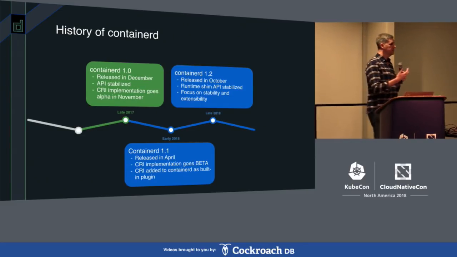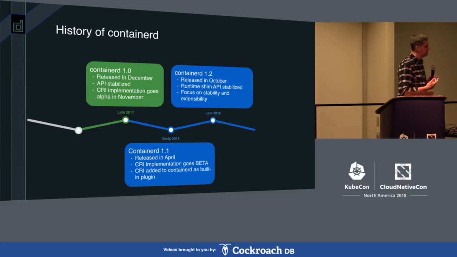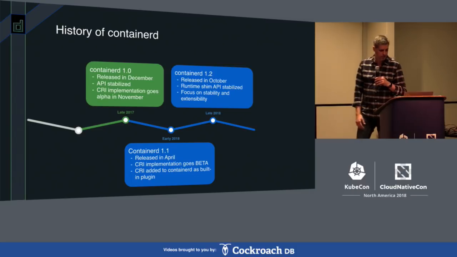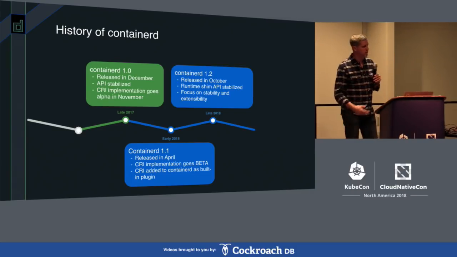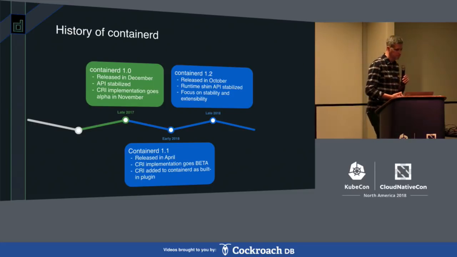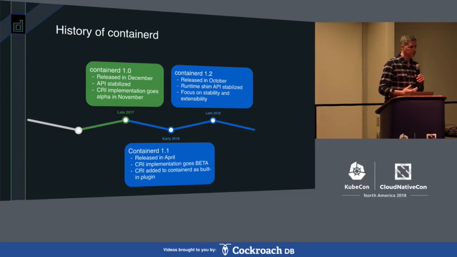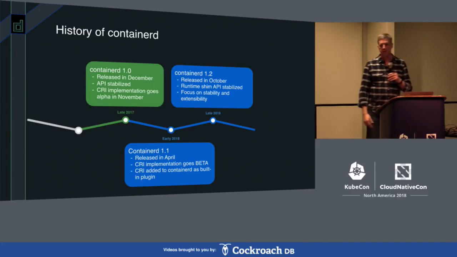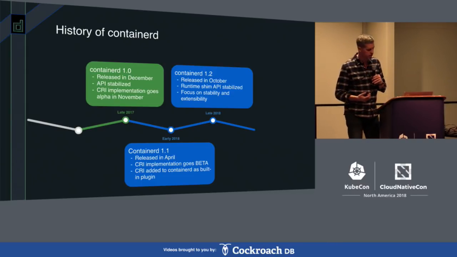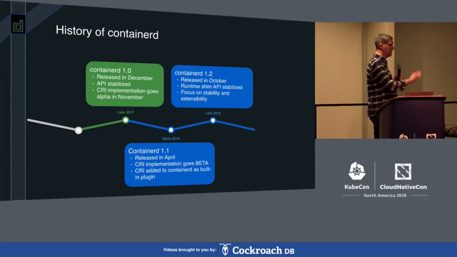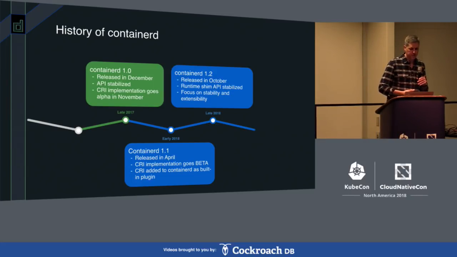So fast forward to late last year, around KubeCon in Austin last November, I believe, we released Containerd 1.0. At that time, we also stabilized the API, and again, in the same kind of time frame, the CRI implementation had an alpha release. And so that's where we were last KubeCon North America.